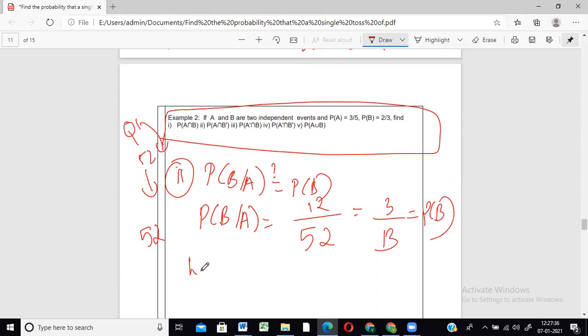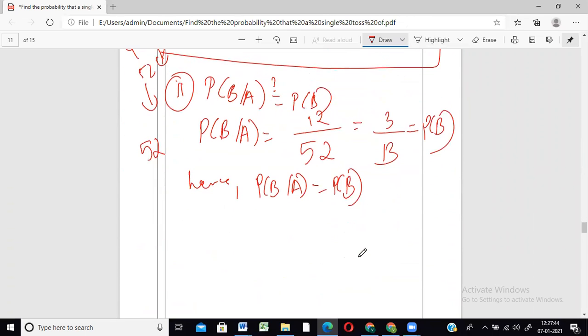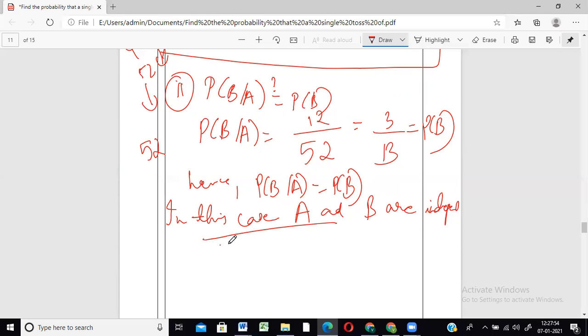So hence, probability of B such that A is equal to probability of B. Hence, in this case, A and B are independent. Alright? So you will write in this case A and B are independent, when the above case is not independent. Don't write it as dependent, it will be wrong.